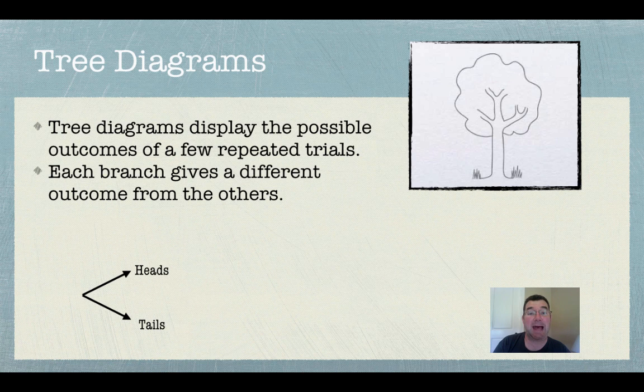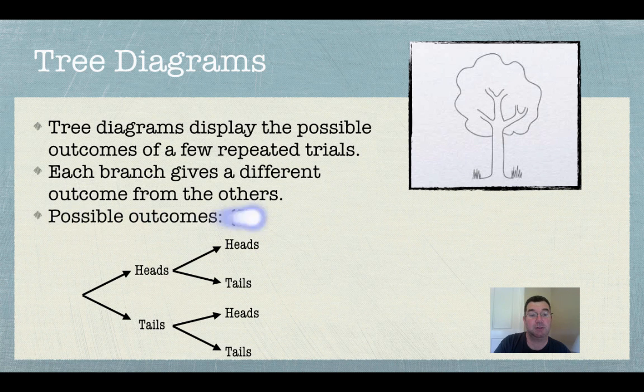The first thing that can happen when I flip the coin for the first time is I can get either heads or tails. And then when it comes to the second flip, depending on what I got for the first flip, I can get heads or tails for the second flip as well. So that gives me 4 possible outcomes. I can get heads and then heads, heads and then tails, tails and then heads, and tails and then tails. So 4 different outcomes, and so that's the sample space for that particular experiment.